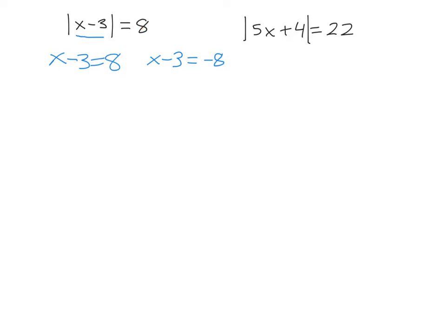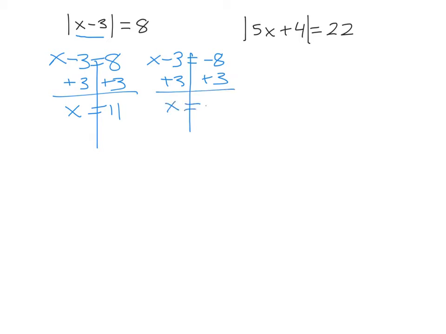So now that we have these two equations, we can solve just as if they were normal one-step equations. We add 3 to both sides, and we get x equals 11. Over here, we add 3 to both sides, and we get x equals negative 5. So these are our two solutions.